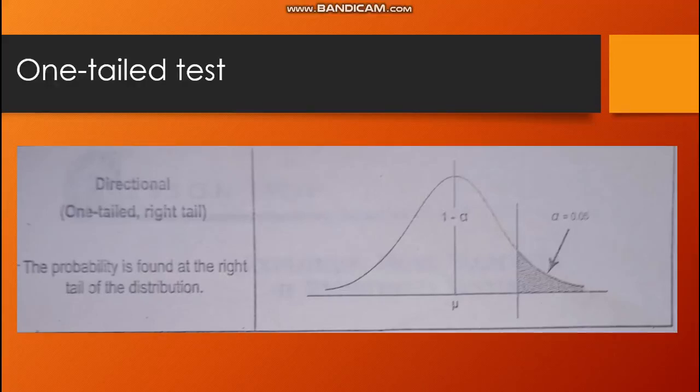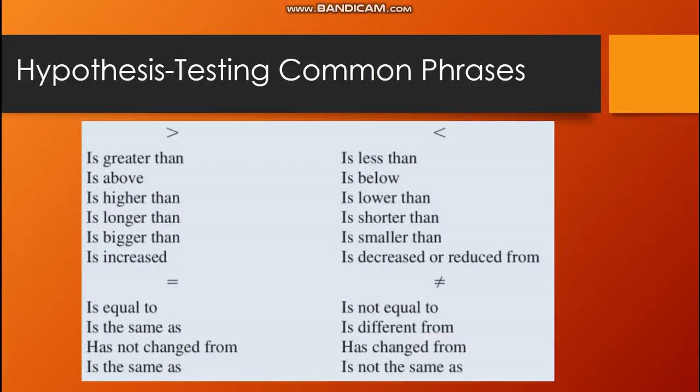What we're going to do for this lesson is I'm going to show you how to state the null and alternative hypothesis given a certain situation. But before that, let me give you the phrases, hypothesis testing common phrases, for us to decide if such situation is directional and non-directional. Okay?